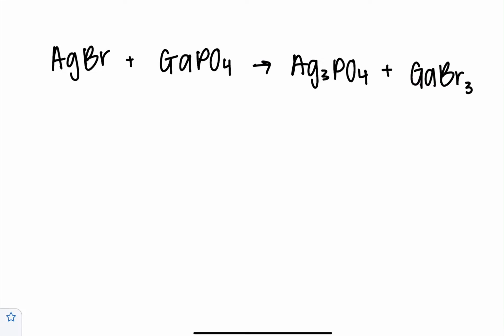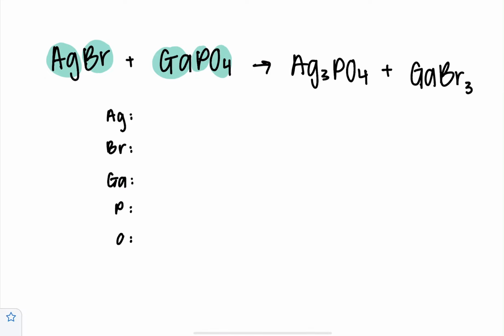elements on each side. The second thing you want to do is write out a list of all your elements. What I used to do when I was first learning how to do these was take a colored marker and circle every single one of my separate elements just so I wouldn't get things confused. So I've circled each of my elements so that I can write out my list. Our first element, reading from left to right, is Ag, which is silver. We have Br, which is bromine, Ga, which is gallium, P, which is phosphorus, and O, which is oxygen.